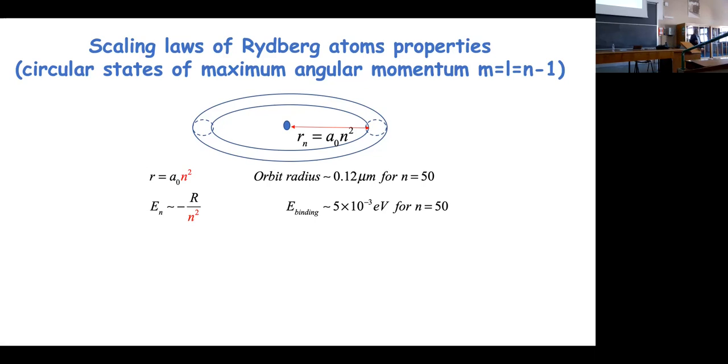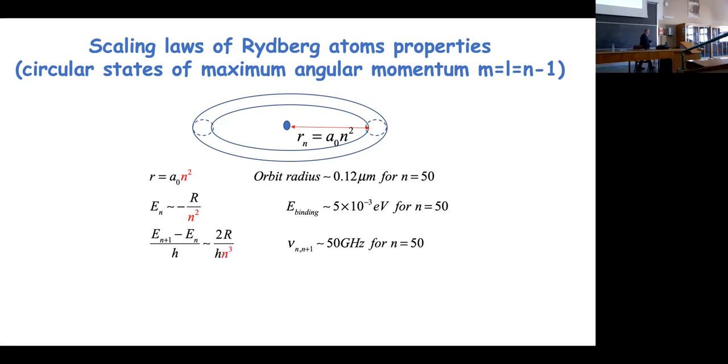So it's 1/n squared. You know that the binding energy of ground state hydrogen is 13 electron volts. So now you have a binding energy of 5 milli-electron volts for n equal 50, which means that they are very weakly bound, and the slightest perturbation will destroy the atom. So you have to be in vacuum, in a very good vacuum, to avoid collisions with other atoms and to avoid electric and magnetic fields, which will perturb the system too much.